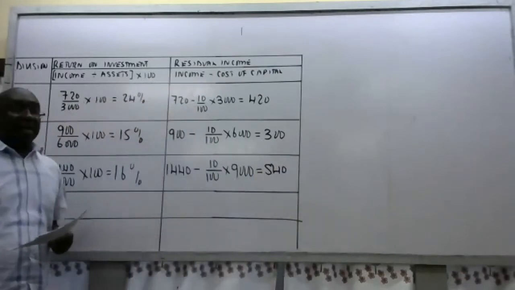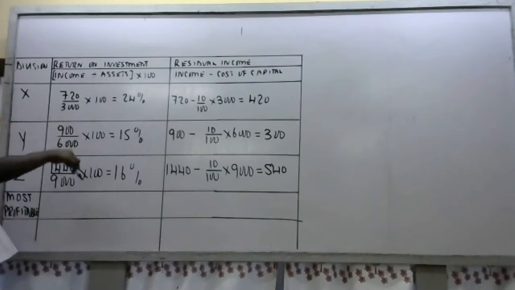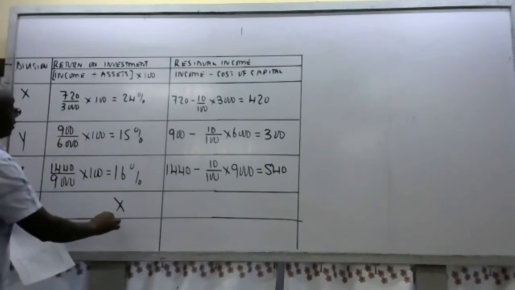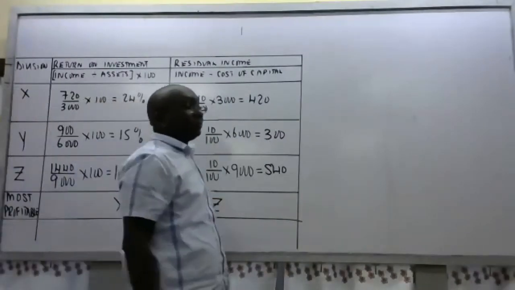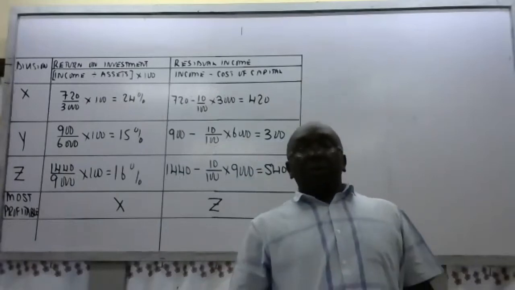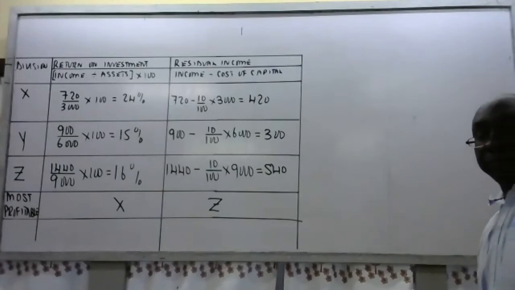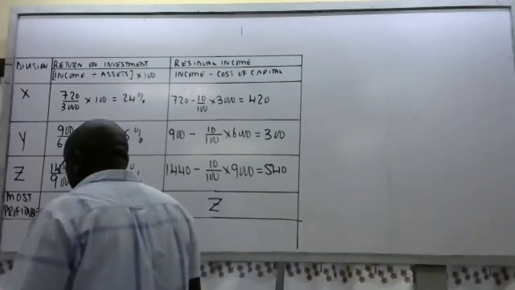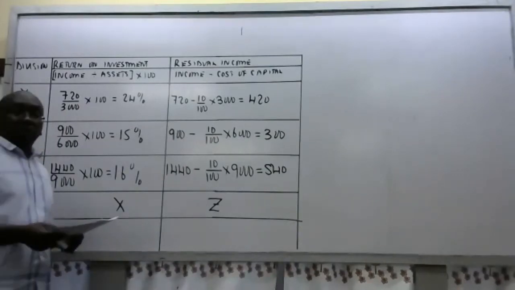So the question had asked us to say which one is the most profitable. So the most profitable in terms of this one is division X, and in terms of this one is division Z. The most profitable is... then we go to the next.